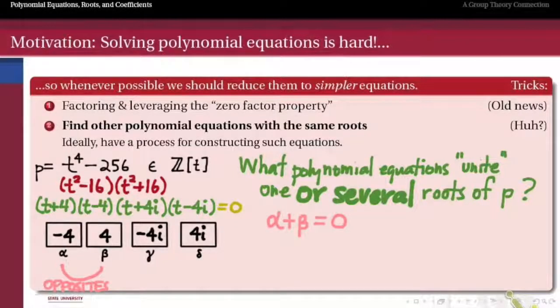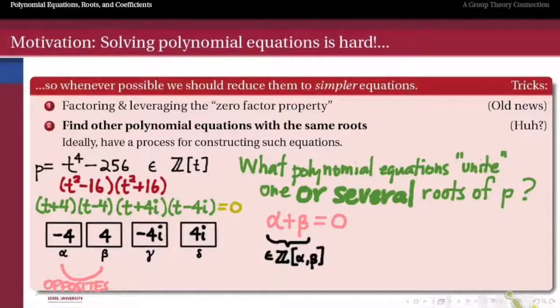So they satisfy a very simple polynomial equation in two variables, namely alpha plus beta is equal to 0. So the fact that those two roots come in a pair of opposites is important. It means that those two roots are not so different as they might otherwise be. Likewise for the second pair, gamma and delta, plus and minus 4i.